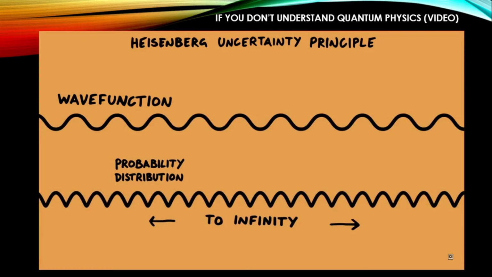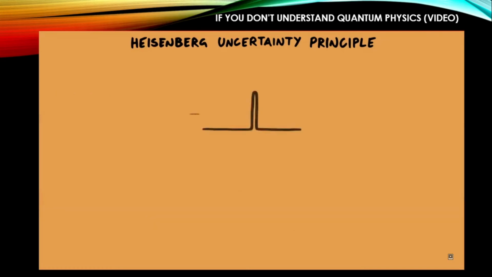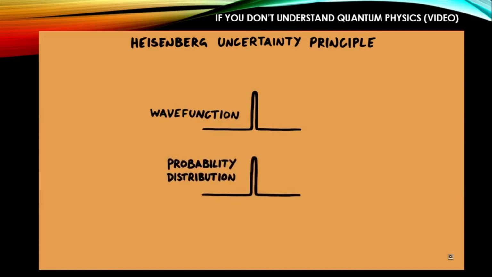Okay, let's do the opposite. Let's make a wave that has only one position. Now we know exactly where the electron is, but what's the wavelength of this wave? Now the wavelength is very uncertain. Basically, only a sine wave gives you a precise momentum.